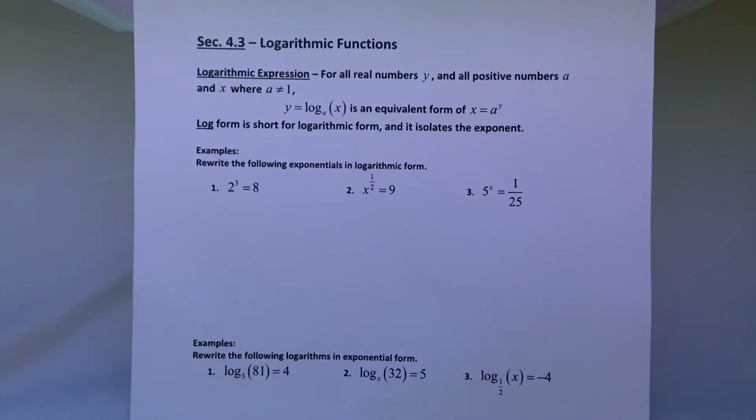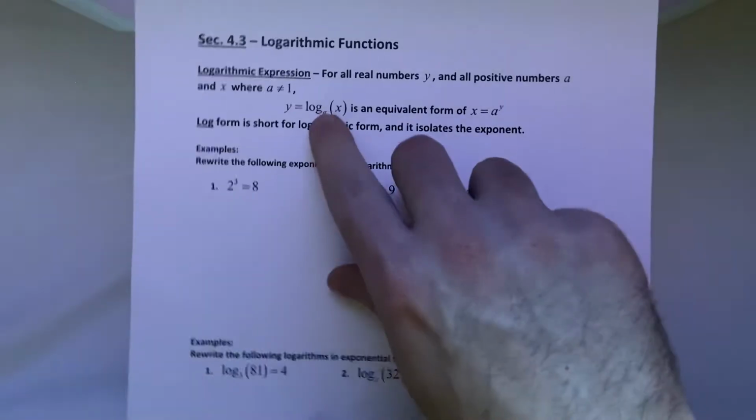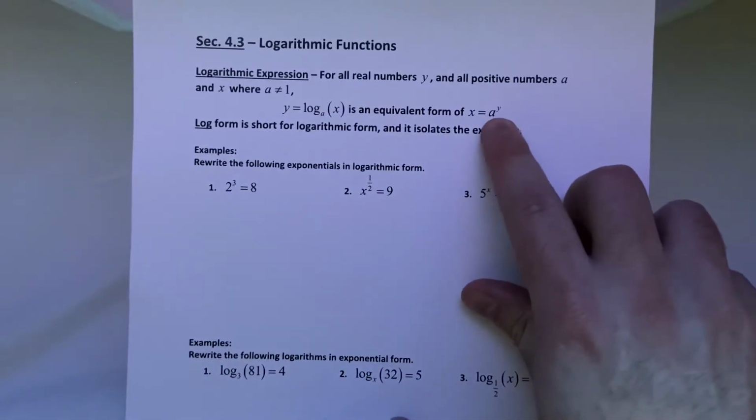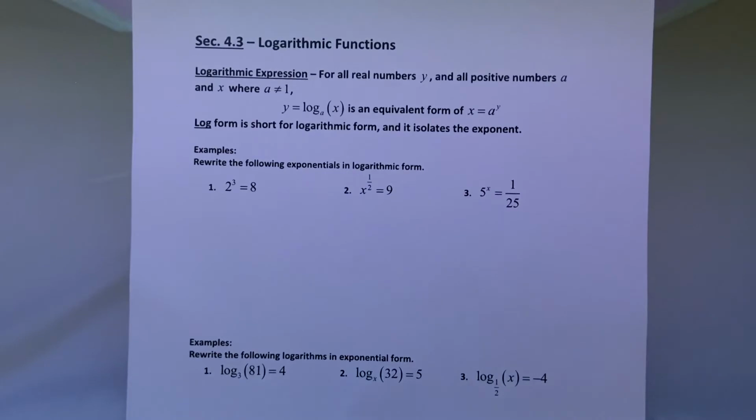For all real numbers y and positive numbers a and x, where a is not equal to 1, y equals log base a of x is an equivalent form of x equals a to the y. So the base of your logarithm was the base of your exponential. The goal of logarithm form is to get the exponent by itself. And then the thing that was isolated before goes inside your logarithm.